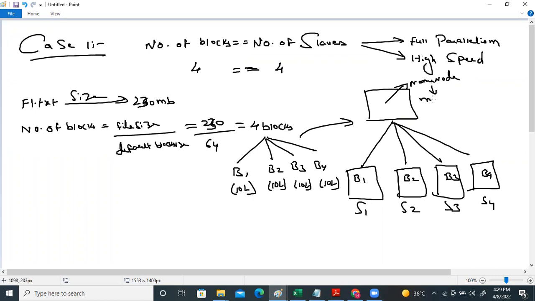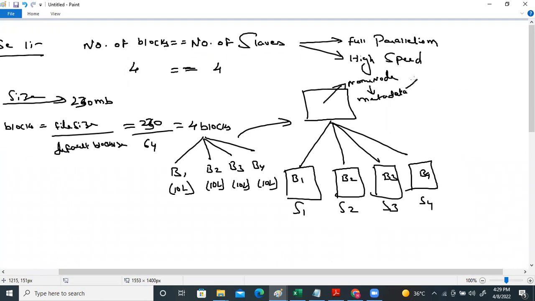It stores metadata. Metadata means data about data. It won't store the actual data, but data about data. Master node, name node, right? It stores metadata, data about data.